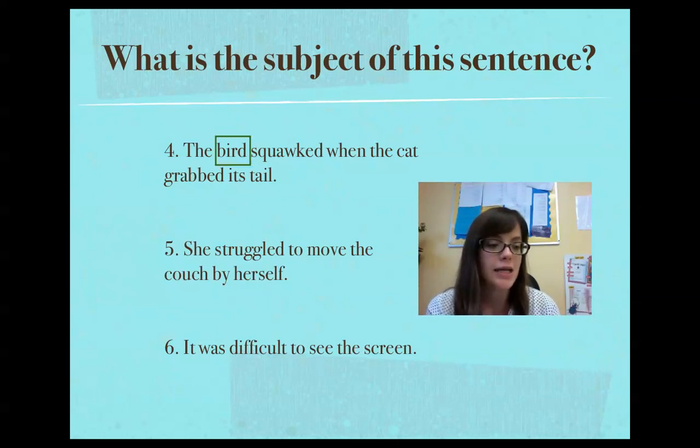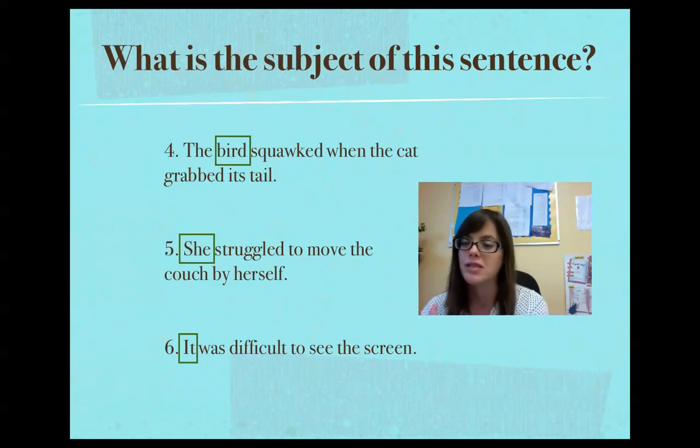Okay. In number 5, she struggled to move the couch by herself. Our subject should be she, the pronoun. She is struggling. She is performing the action. And in number 6, we should have picked it. This one's a little tricky. It was difficult to see the screen. There's not really anything happening here, right? It isn't performing an action, really. So in that one, I would just have really tried to look for my noun or pronoun towards the beginning of the sentence, okay?